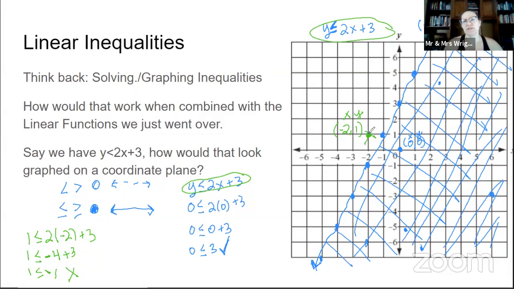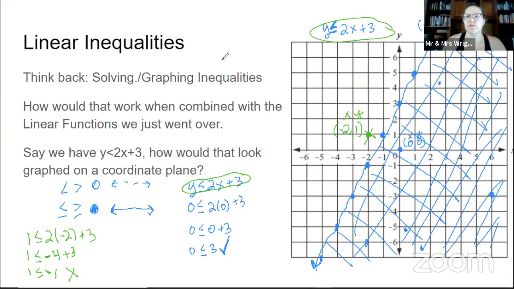So if I'd chosen that one first, I would just say, okay, that side doesn't work. And then I'd choose something on this side just to make sure. It most likely would work, but we still want to verify it because math is about the details. And then you'd graph this in. Okay.